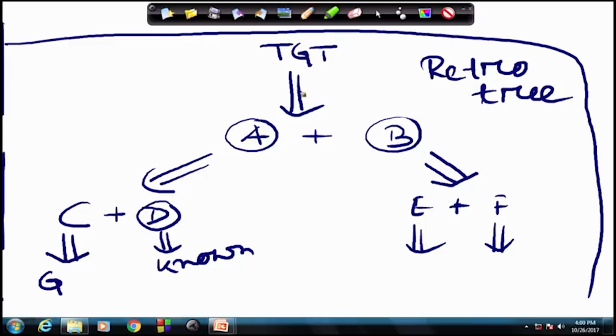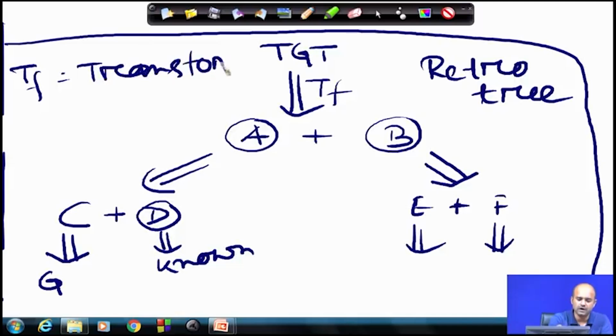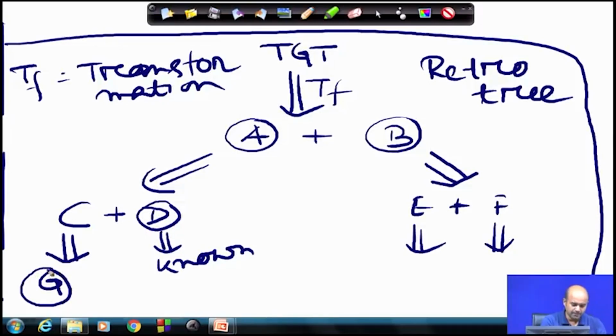Now, what does this backward arrow mean? Basically you are doing some transformation, and TAP is abbreviated as transformation. Any single transformation, let us say an oxidation reaction or a reduction reaction, is named a transformation reaction. And then you come back to these things. Finally, you find that D is a commercially available starting material, and even G can be commercially available.